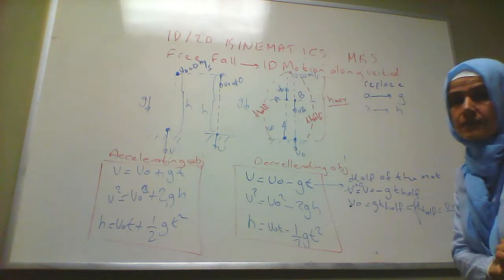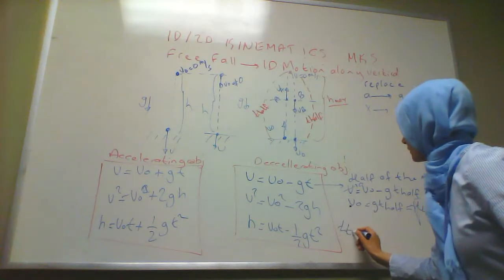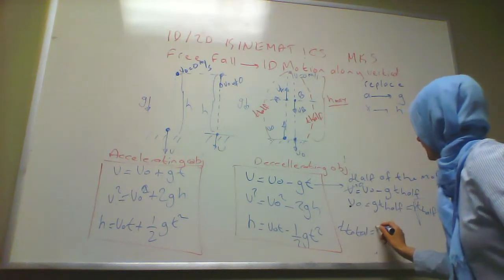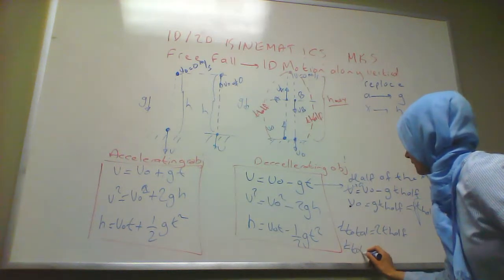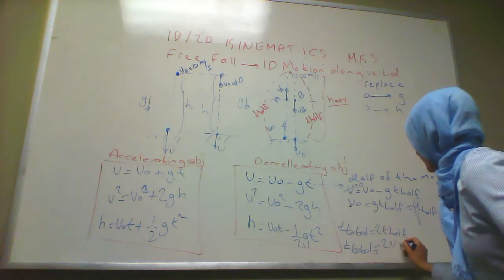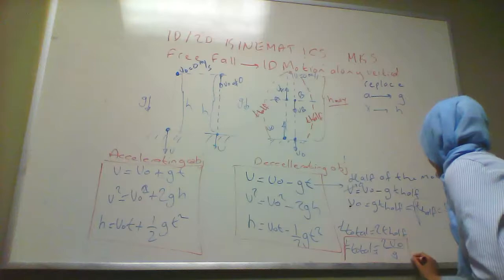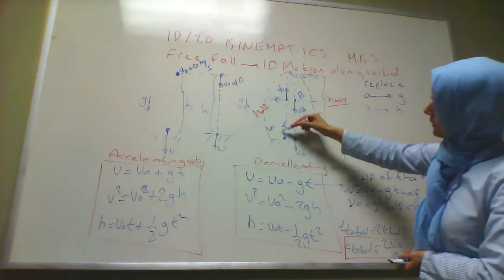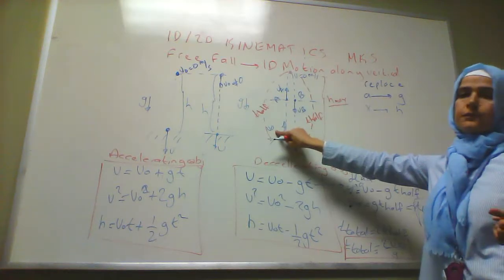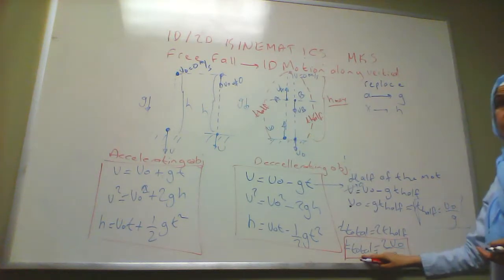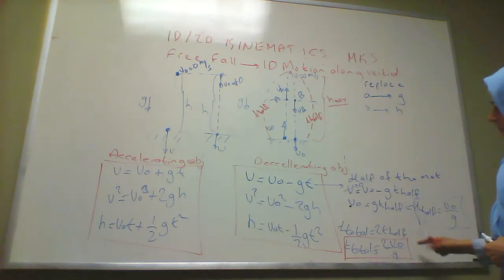I can find t half like this. Half time for the whole motion, and the full time t total will be twice that. Simple. 2 times t half will be equal to t total, which means t total is equal to 2 times v0 over g. Now, why is this important? If I have a motion of this type, something turned up, coming down, and I only know v0, using this simple equation I can get to t total. Makes my problem solving easier.